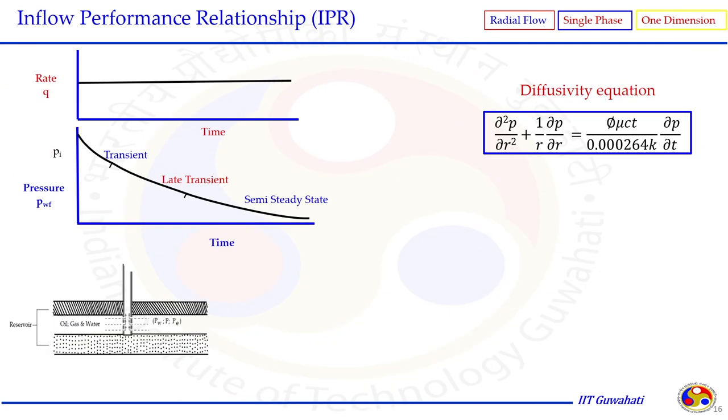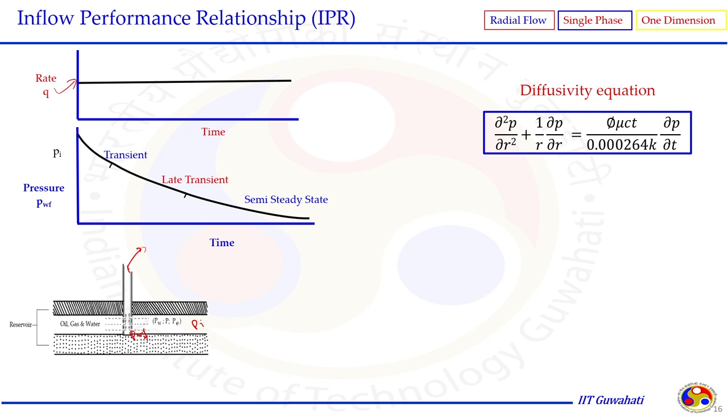So understanding the IPR equation for the different fluids and different flow regimes using the diffusivity equation can give us a better understanding of the IPR relationship. Here in this diagram, I'm showing you, if the production is happening at a constant rate Q, we started producing from the well. So this is the well. What exactly happened with respect to pressure? So we have the reservoir pressure PI, here we have PWF.